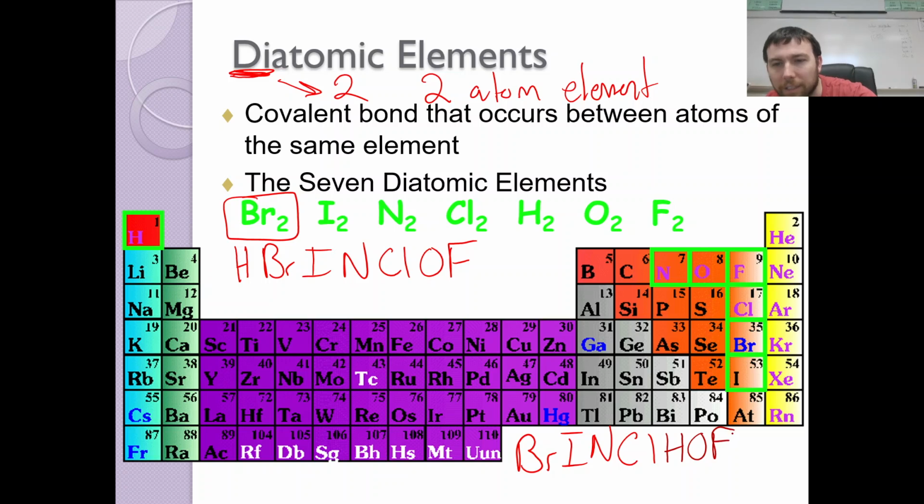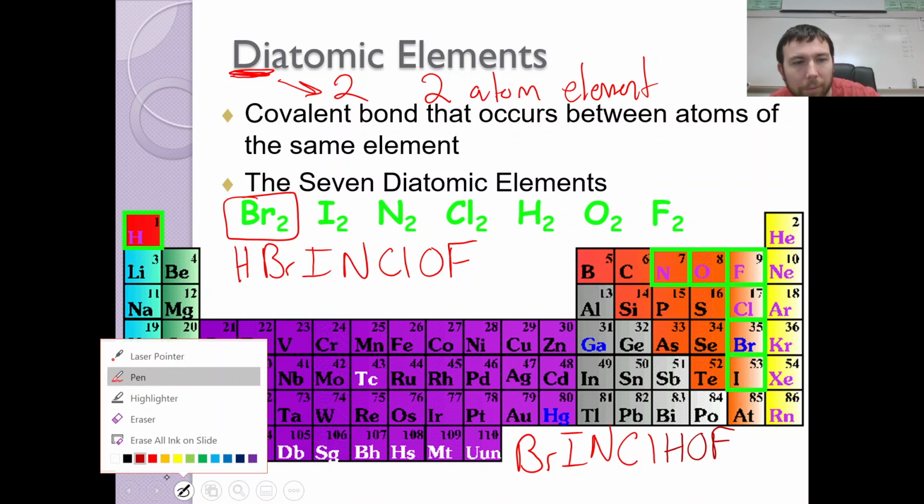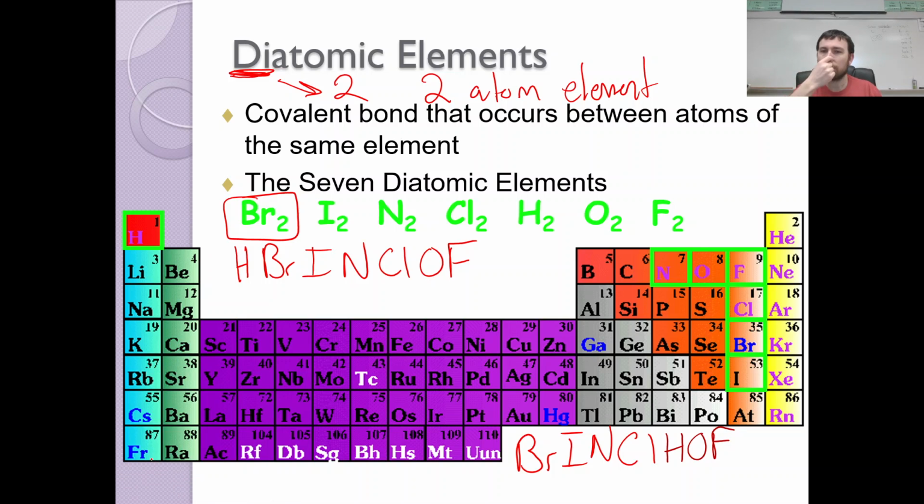I didn't actually mean to change it to a different color red there, but it worked itself out. So if you can remember H, Brincloff or Brinkelhoff, use those to help you remember, okay, if I see these elements, if I write their symbols, I need to write them as Br2, I2, N2, Cl2, H2, O2, F2, right? And Brinkelhoff works because it matches up with what we have right there. Okay, so those are your diatomic elements.